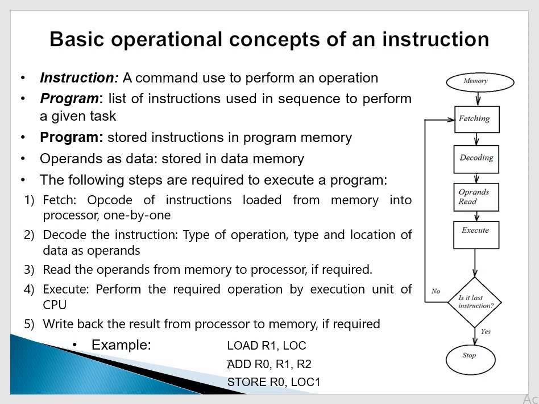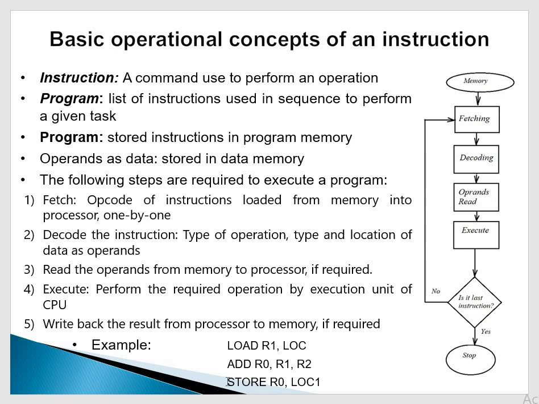Similarly, if we go with the second instruction, it is written over here: add R0, R1, R2. The meaning of this instruction, as per the first part, the mnemonic, is that it is used to perform an arithmetic operation called addition. So the data of R1 will be added with the data of R2, and whatever the result is after the addition, that will be stored within the R0 register.